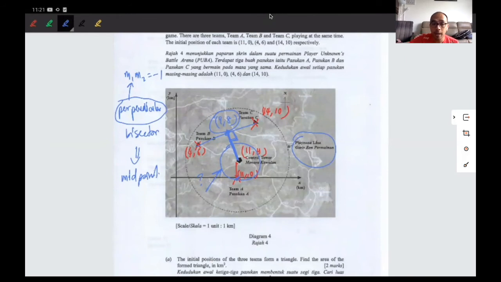So how do I know what is the radius? Because I need to know what the distance is. The radius is actually the... oh, actually no need. Wait, hold on. 11, 3.